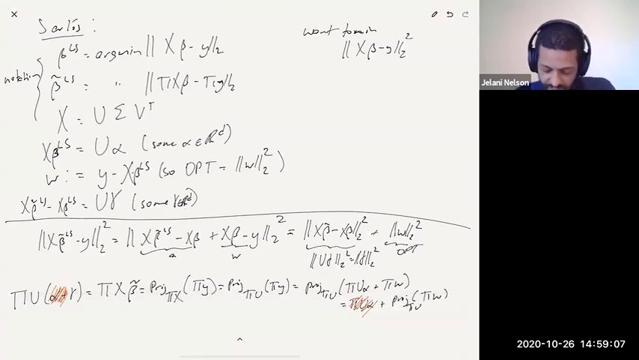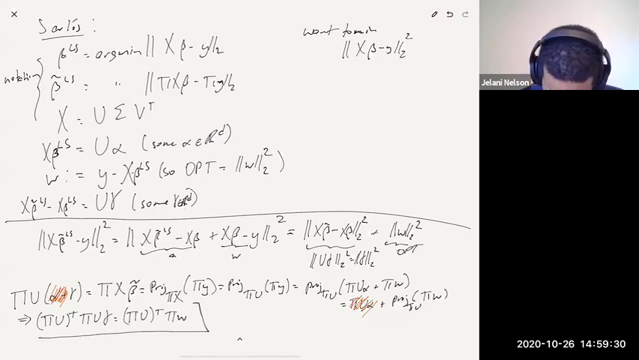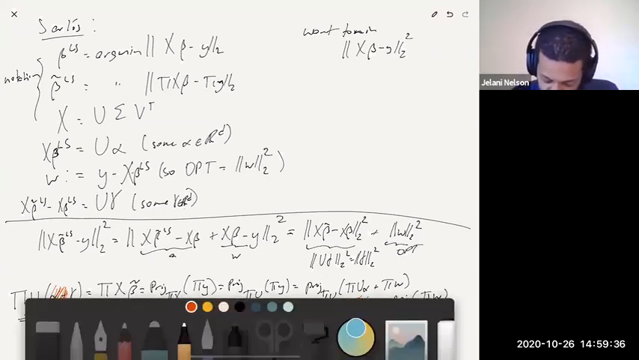So what I have is that at least when you project onto the column space of pi U, pi W and pi U alpha behave the same, which implies that pi U transpose pi U gamma is equal to pi U transpose pi W. Okay, so let's take that away. That's an important fact. The fact here is now pi U transpose pi U gamma is equal to pi U transpose pi W.